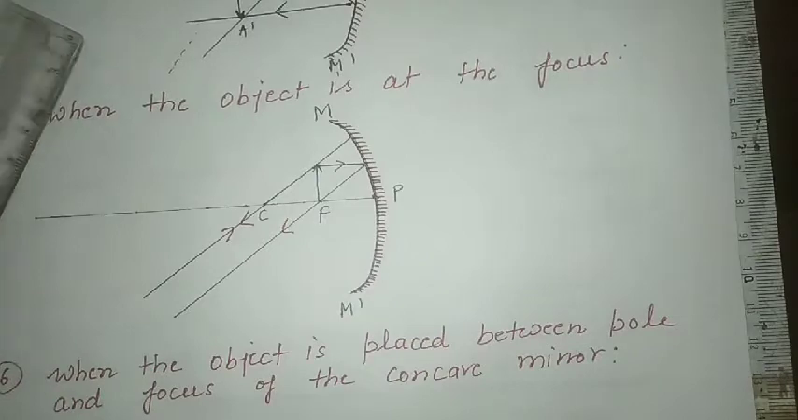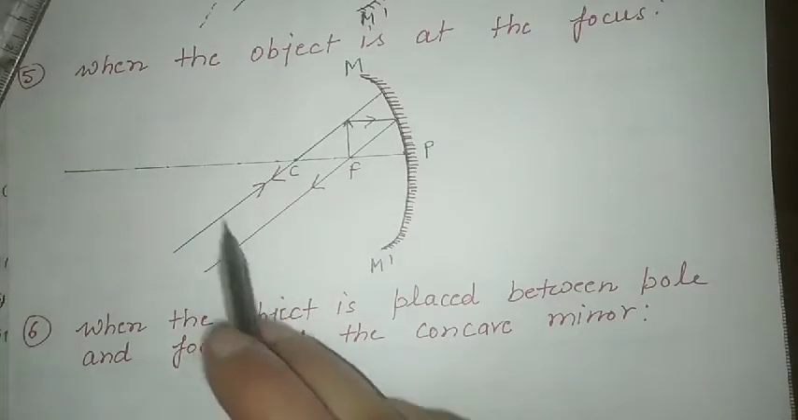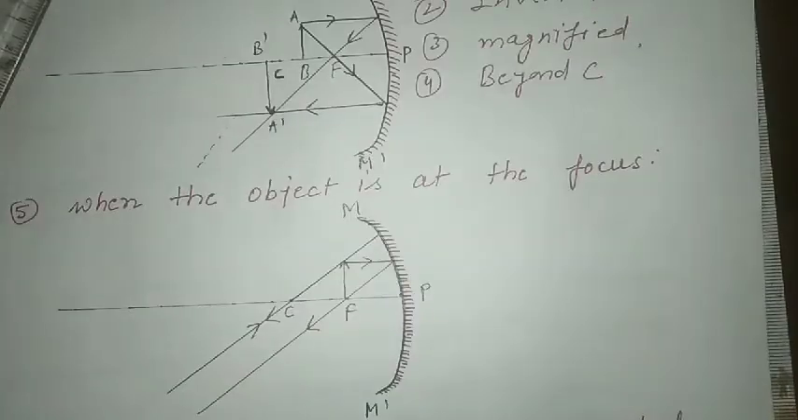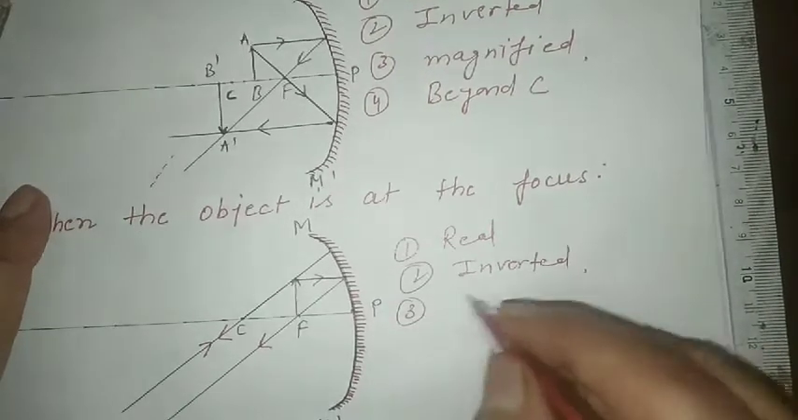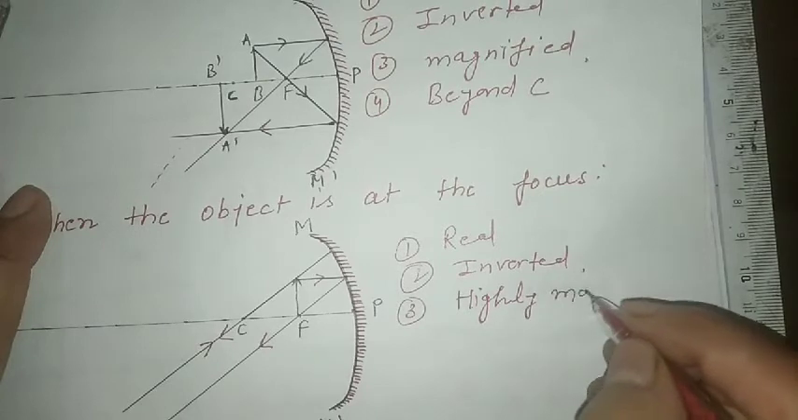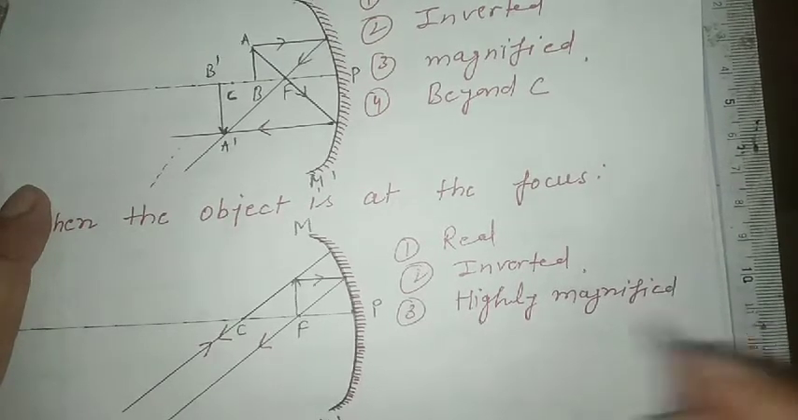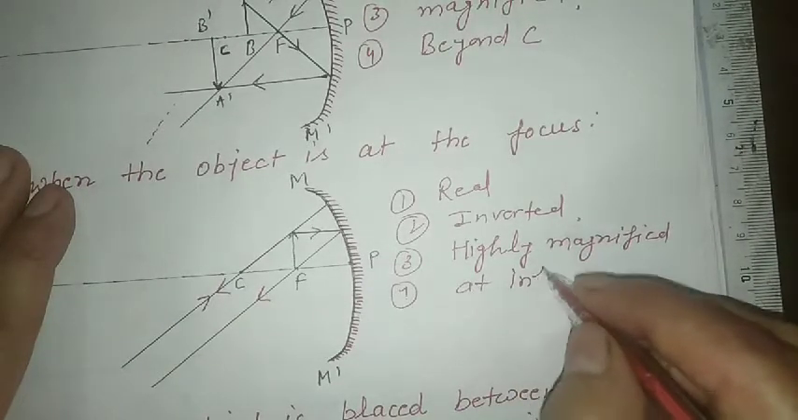So where is the image formed? They will meet. We assume that they are meeting; they both intersect each other where? At infinity. So the image formed is real, inverted, highly magnified, बहुत बड़ी दिखाई देगी, highly magnified, just like from the telescopes. And fourth, it is formed at infinity.